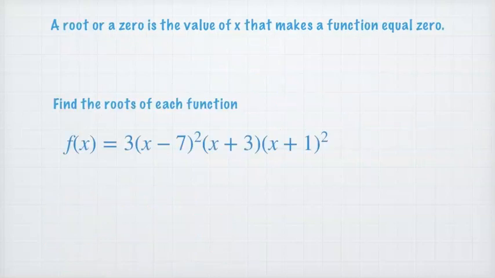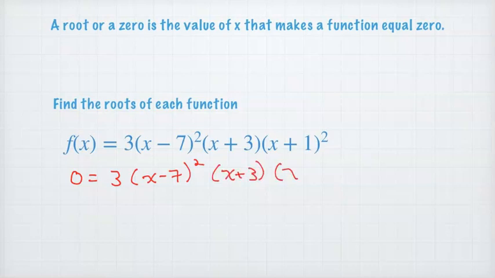A root or a 0 is the value of x that makes that function equal 0. So if I'm finding the roots of each function, I'm saying which values of x make my function equal 0. So remember when we were dealing in quadratics, we would set this equal to 0, and then we would use the zero product property. Which values of x are going to cause this to be 0? And in this function here, I have several equations that will help me answer that question.